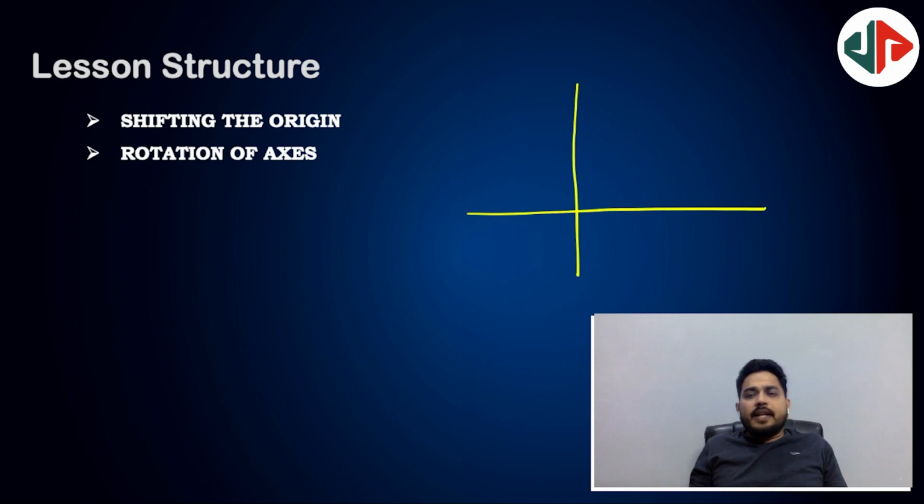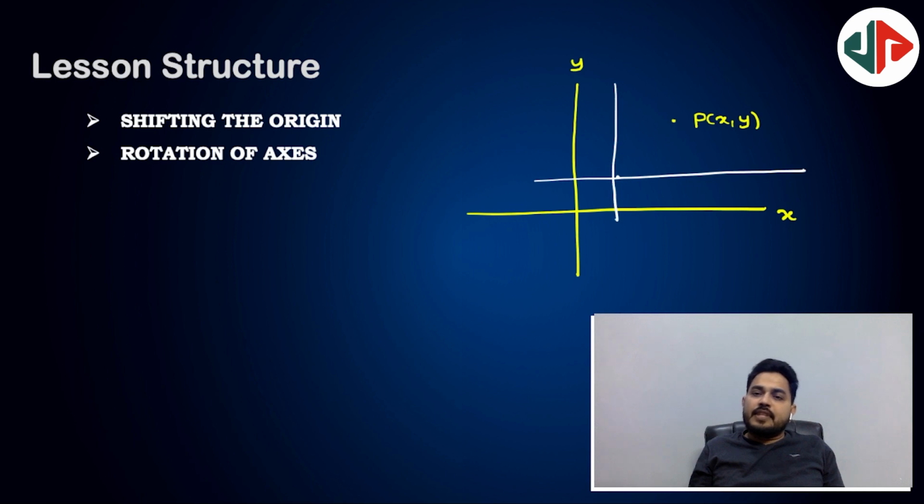These are the coordinate axes, small x, small y, and somewhere here is point P, small x comma small y. Now, without changing the direction of the coordinate axes, you are shifting the origin from 0 comma 0 to some new point alpha comma beta. This is the point alpha comma beta. So what happened? This length is alpha, this length is beta.